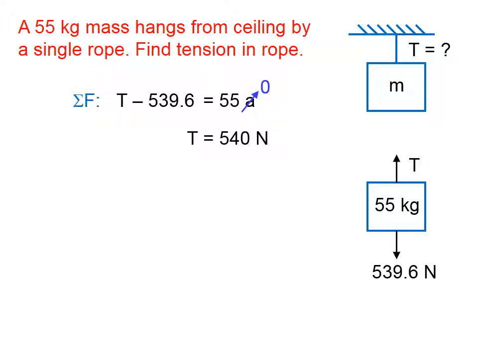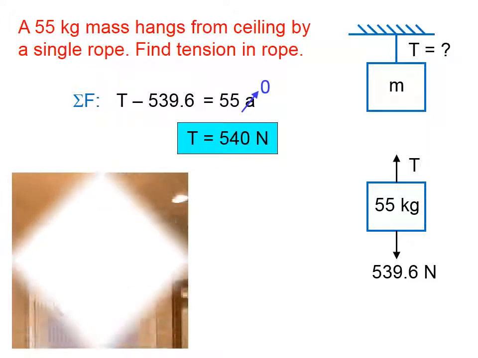So that means we can very easily solve for the tension in this rope, and we're going to round it to two significant figures because our mass had two significant figures. So 540 newtons is a pretty good way to go.